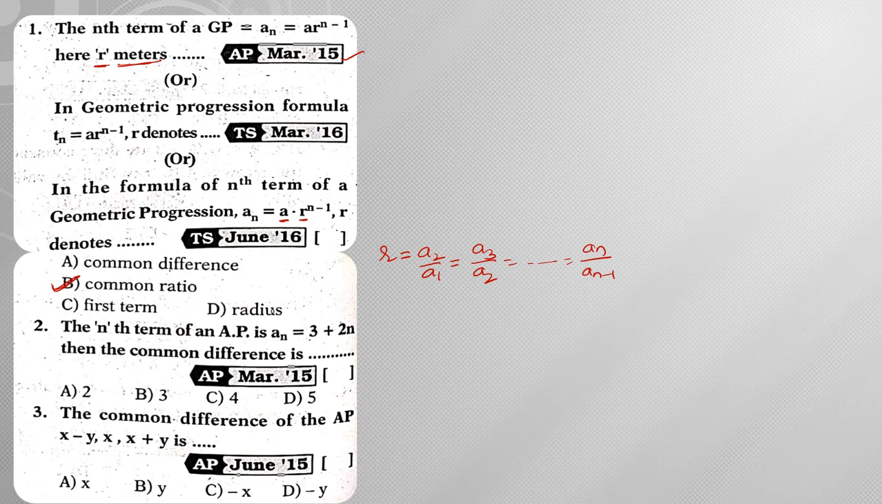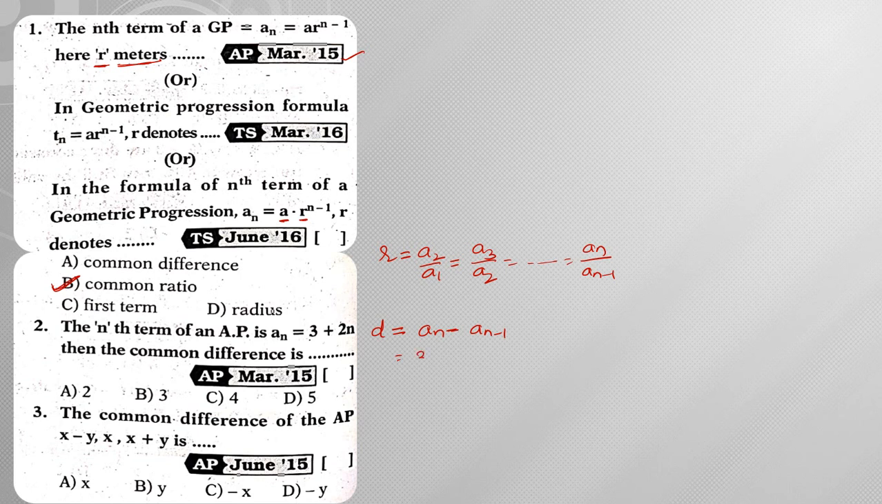Next, if the nth term of an AP is An = 3 + 2n, then the common difference is. So what is the formula for the common difference? The common difference is equal to An - A(n-1), that means the nth term minus the (n-1)th term.